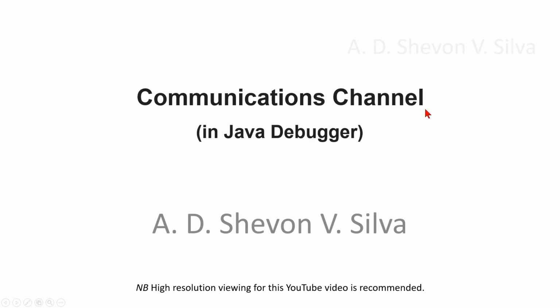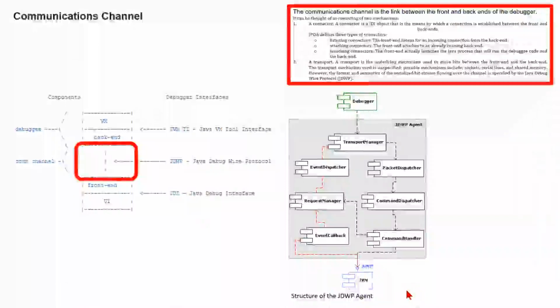Communications channel in Java debugger. Here you can see the structure of the JDWP agent. Here we are discussing command execution to serve as a bridge between the debugger and the target JVM. The JDWP agent implements the command execution flow.